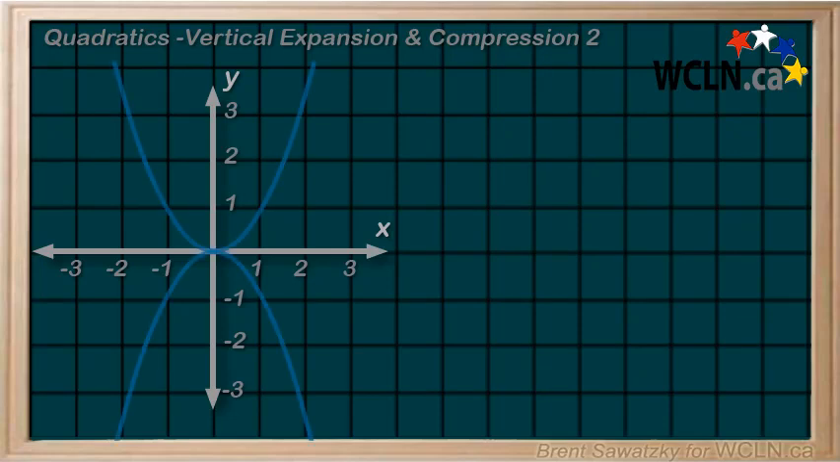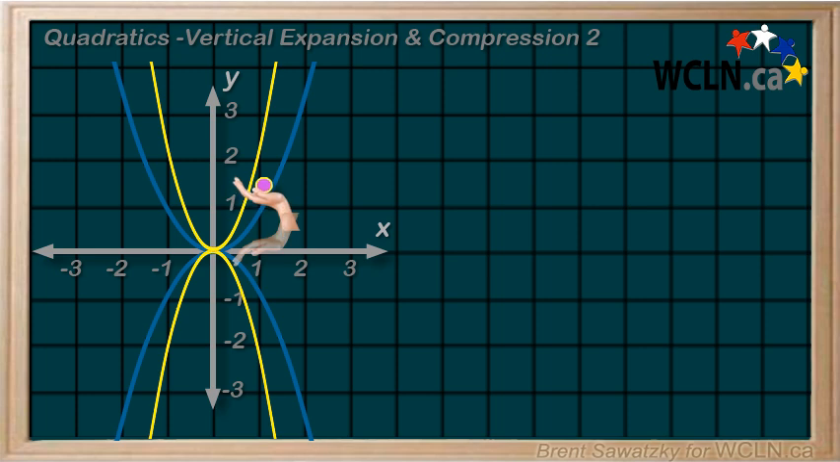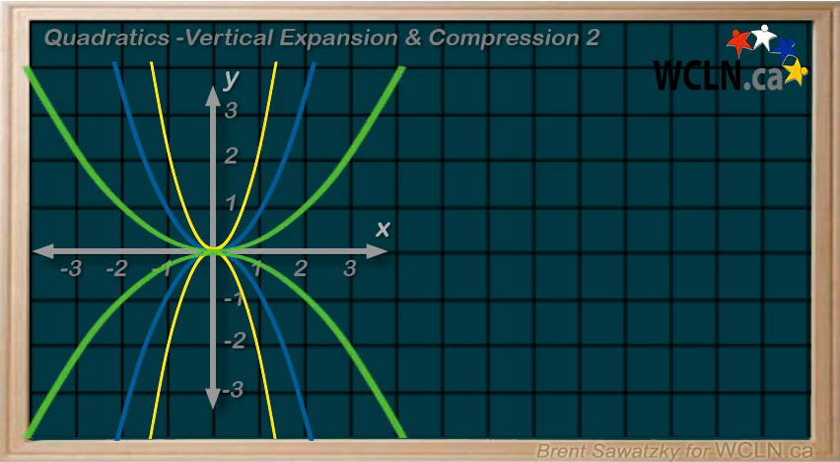We recognize a vertical expansion as happening when the graph stretches in the vertical direction, or the y direction, rising or dropping more quickly. A vertical compression, on the other hand, has the graph being squashed in the vertical or y direction, rising or dropping more gradually.